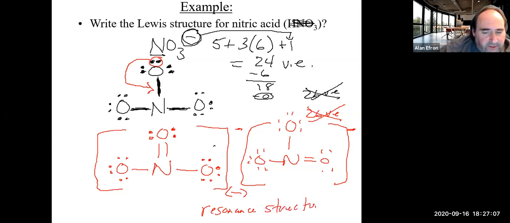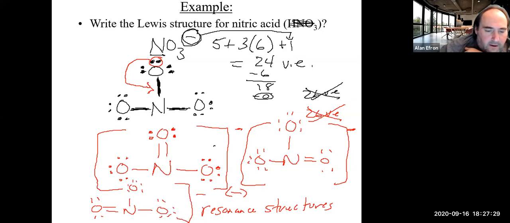Resonance structures are essentially two or more structures that you could draw that represent the same thing. In this case, since we could have bonded to the right, we could actually draw one more resonance structure where we bonded to the left oxygen, and it would have looked like this. All three of these are what are referred to as resonance structures of each other.